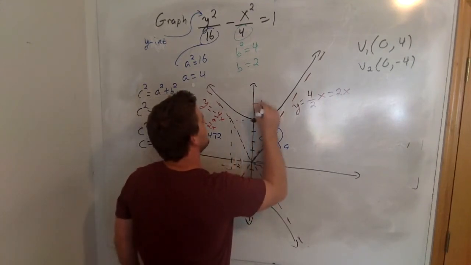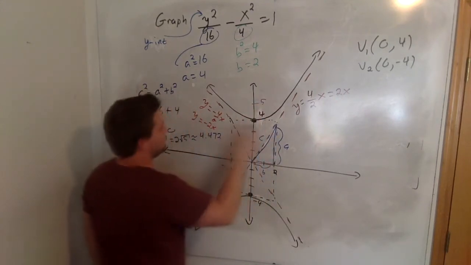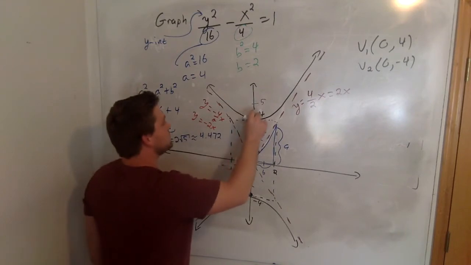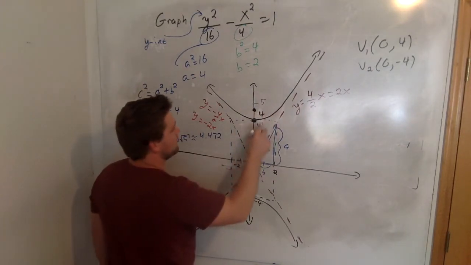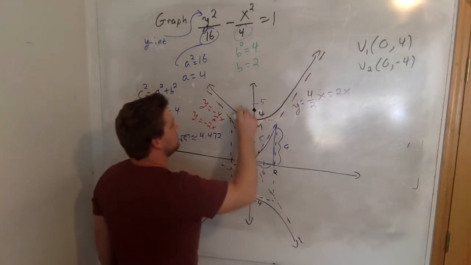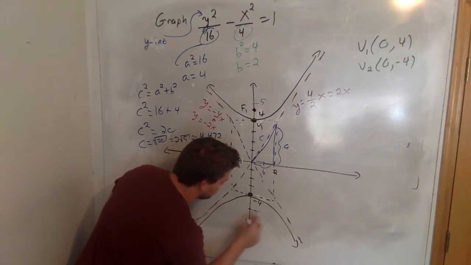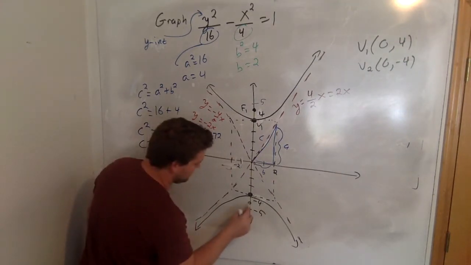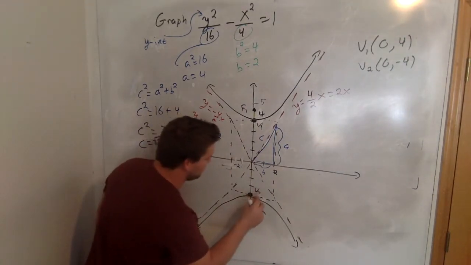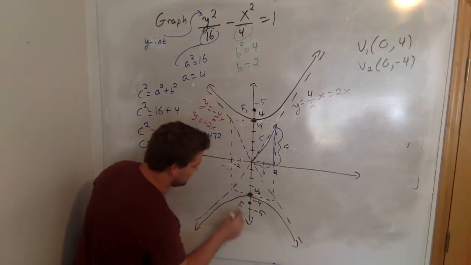So here's 5. This will be what? Almost 4.5. So maybe roughly right here. So I don't know, what do we call this one? We called this one vertice 1, so how would I call this? This will be where the first focus is. And this is where the second focus will be. This is what I called the vertice 2. This will be focus 2.